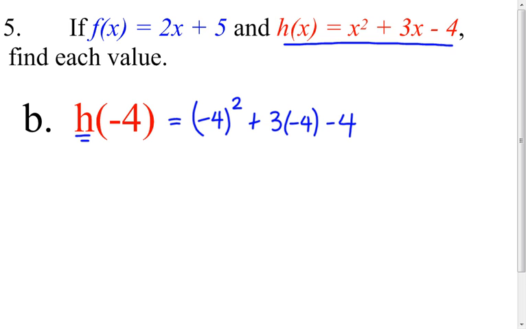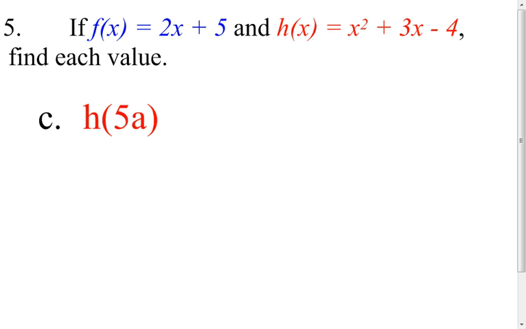Okay? First of all, if you're going to use your calculator, I'm going to caution you. When you square a negative number, you must put it in parentheses on your calculator. If you type in negative 4 without the parentheses and square it, your calculator will spit out negative 16. If you want to square the quantity negative 4 on your calculator, it has to be in parentheses. Okay? So, negative 4 squared is 16. 3 times negative 4 is negative 12. Minus 4. And we get 0. All that means is when I plug negative 4 into h's equation to find h of negative 4, I get 0 as a result.